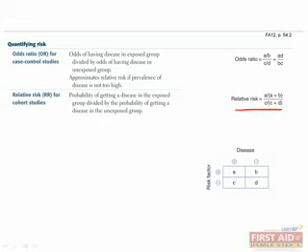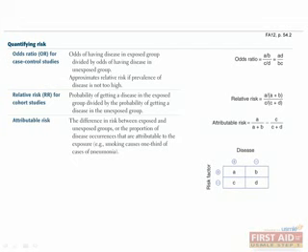Now let's discuss some other important parameters used for quantifying risk. The attributable risk is the difference in risk between the exposed and unexposed groups, or the proportion of disease occurrences that are attributable to the exposure. The attributable risk is calculated as A divided by A plus B minus C divided by C plus D, as given by the 2x2 table.